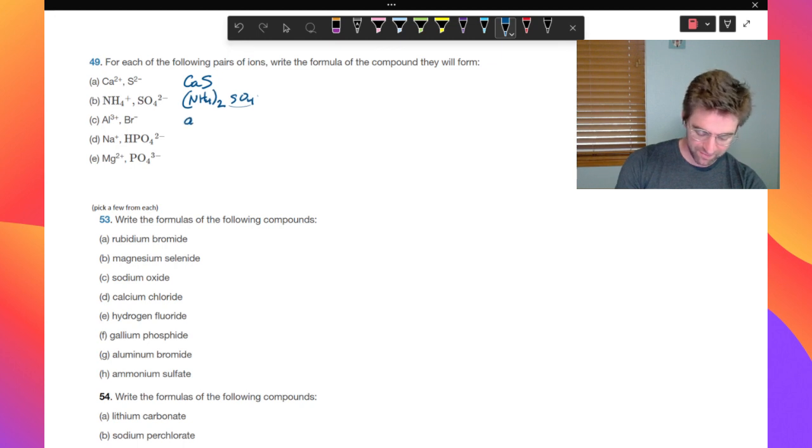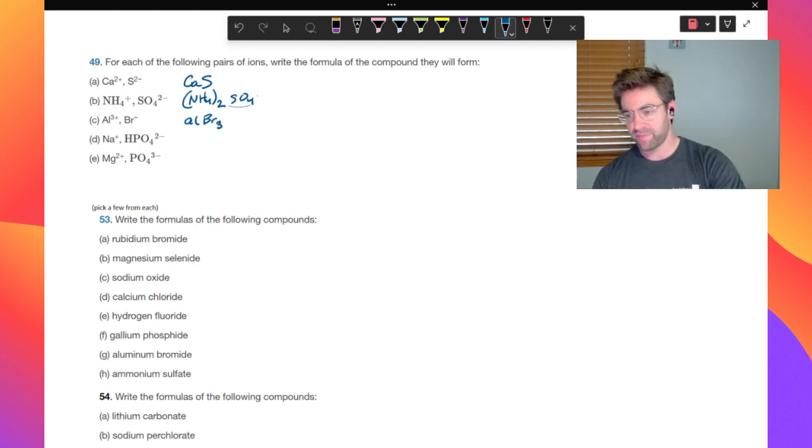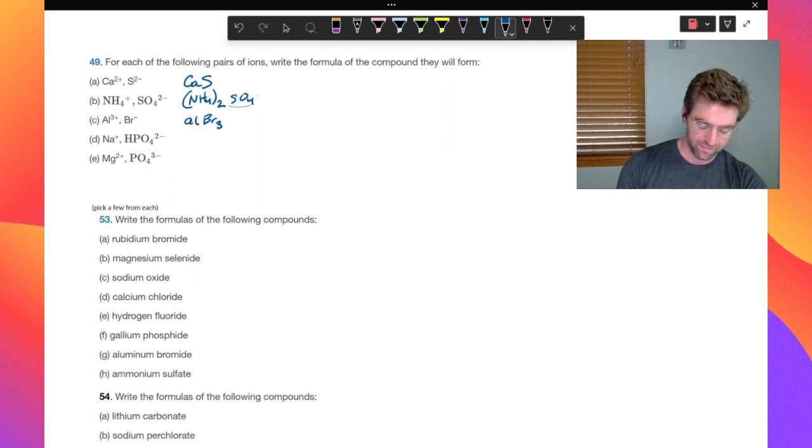Same story. Aluminum has a +3 charge. We're going to need 3 bromines to balance those out. And so on.